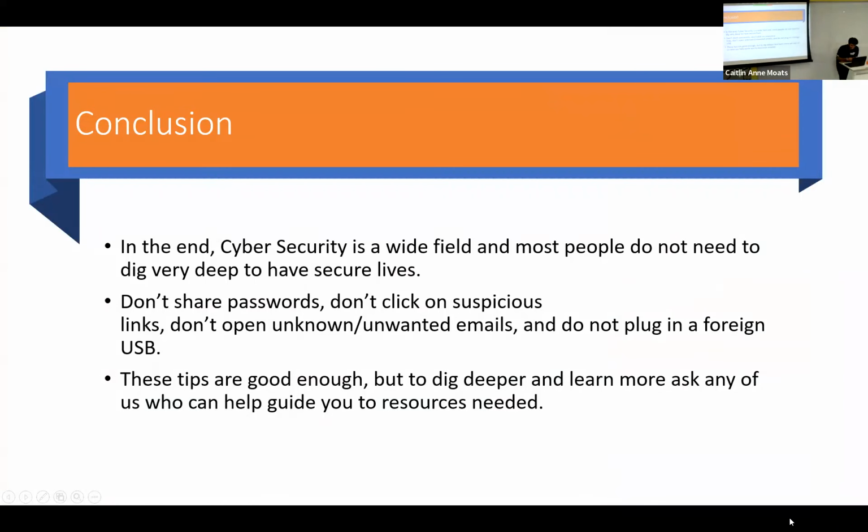So remaining safe, if we go to the last slide here, kind of just involves a few steps, but they're very important steps. Don't share passwords, don't click on suspicious links, don't open unknown, unwanted emails, and do not plug in foreign USBs. That is good for 90% of the population. Nobody's specifically coming after the common Joe for a lot of money or a lot of problems, unless you bring those problems to yourself by doing these things.